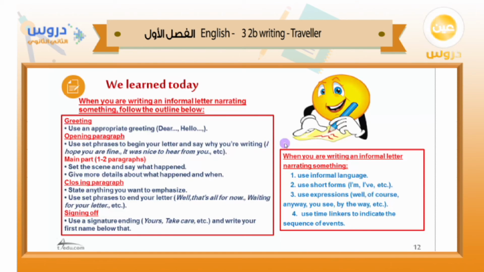Also, we need to always remember, when you are writing an informal letter, narrating a story or narrating something, one, you can use informal language. Two, you can use short forms. You can use certain expressions, and also, of course, because you're talking about something that happened in the past, you can use the simple past, and you can use time linkers to help you organize the steps or the scenes of the story.